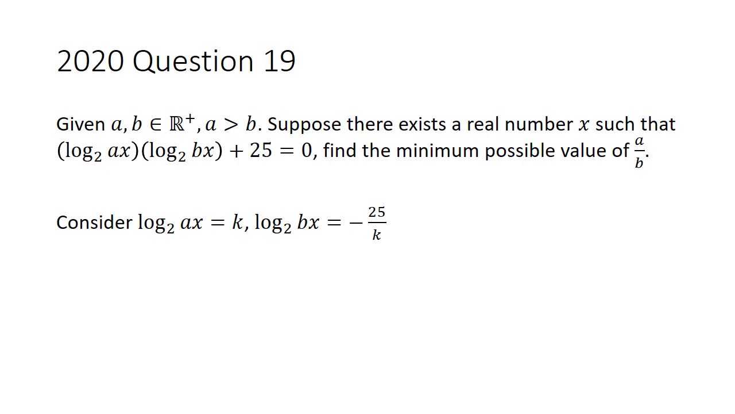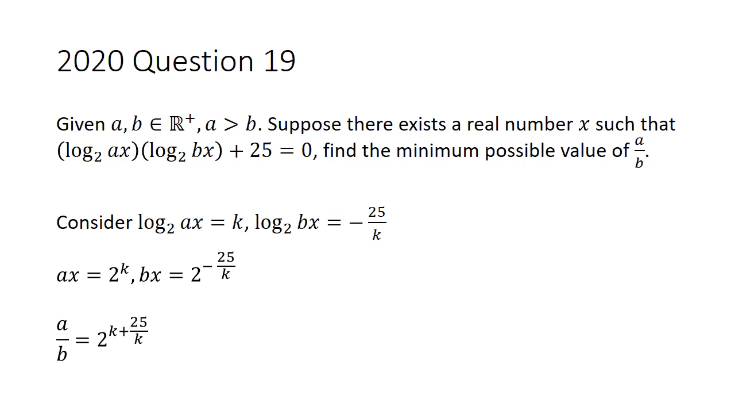Now I can change each of these into an index problem. So ax will be equals to 2 to the power of k, and bx will be equals to 2 to the power of negative 25 over k. I can divide these two equations with one another. So on the left-hand side, I'll take ax divided by bx. That will give me what I want, which is a over b. And on the right-hand side, I'll get 2 to the power of k divided by 2 to the power of negative 25 over k. So I'll get 2 to the power of k minus 25 over k. That's why I get a positive 25 over k.